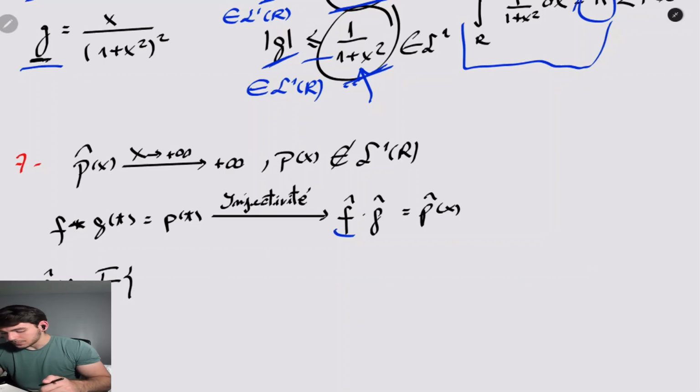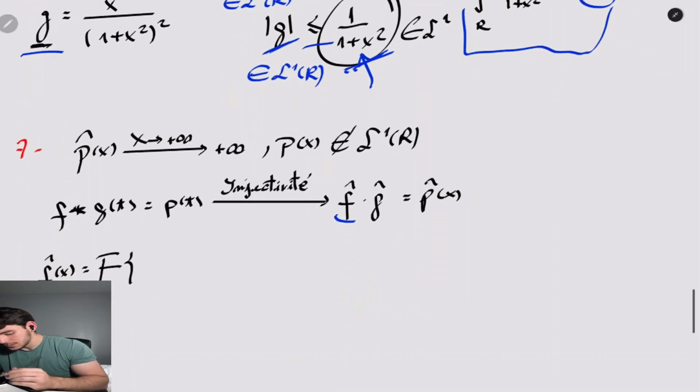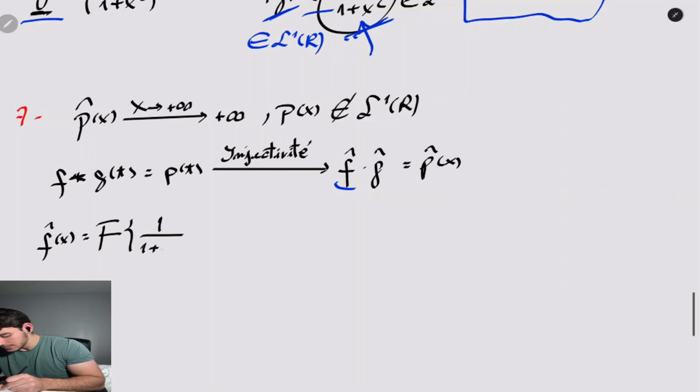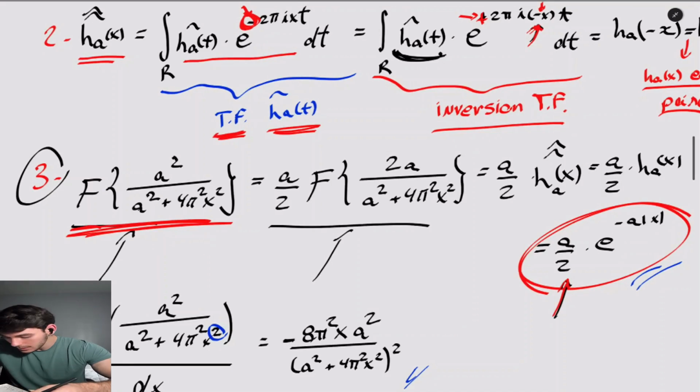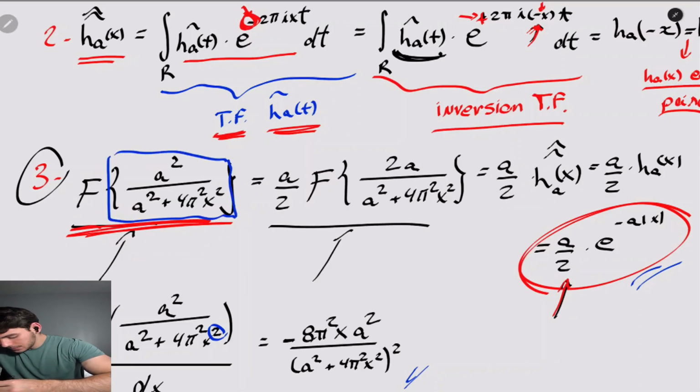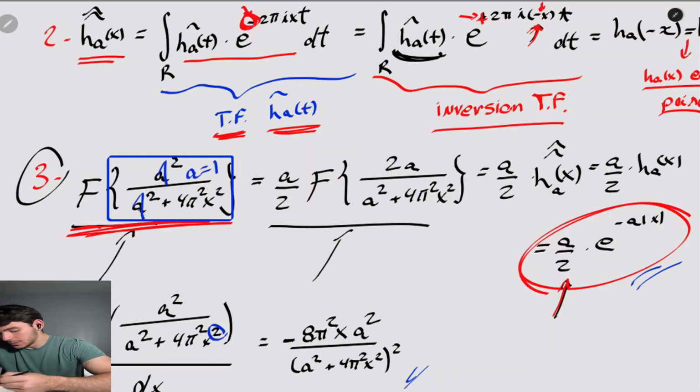That's the Fourier transform. F is 1 divided by 1 plus 4 pi squared t squared. Okay, that's this transformation. We already have the value because we calculated it in question 3. The Fourier transform of a squared divided by a squared plus 4 pi squared x squared. So if we pick a equals 1, we'll have 1 here, 1 here, and we'll have basically f.